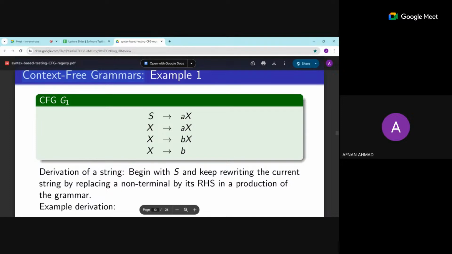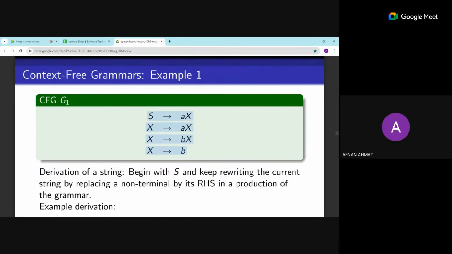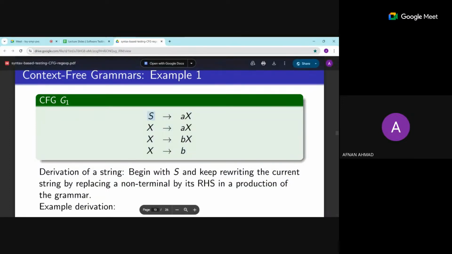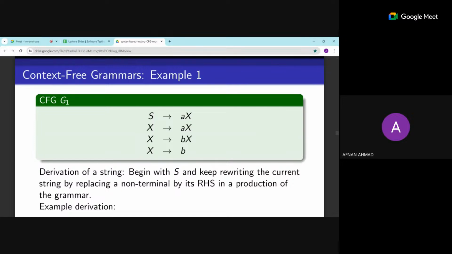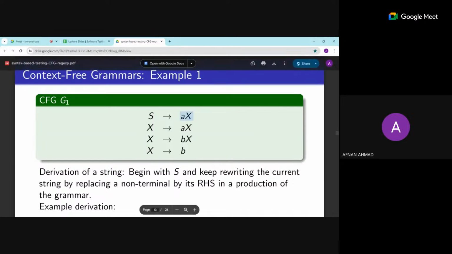There's one example of a grammar. The rules are given here. You start with S. That is the convention, begin with S. And it says where you can go from S. So from S you can go to aX. What we do is we just replace S with aX. This is very easy to understand.